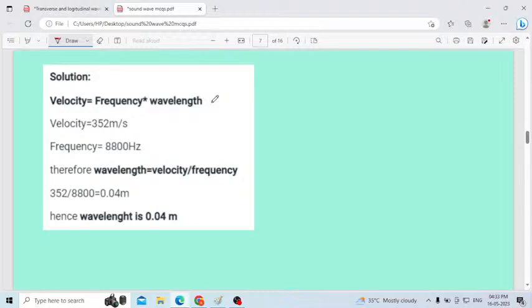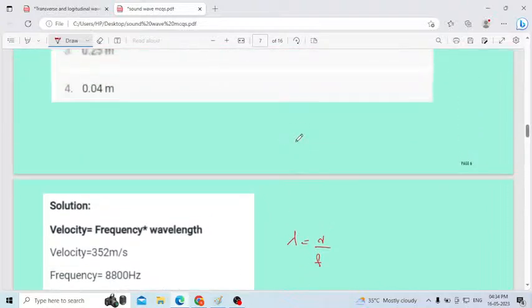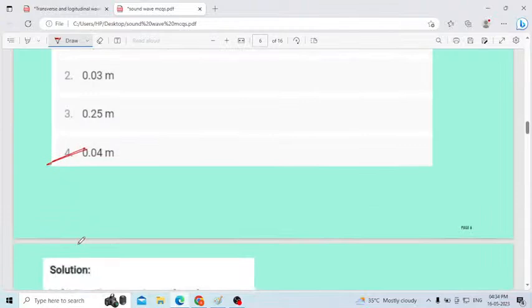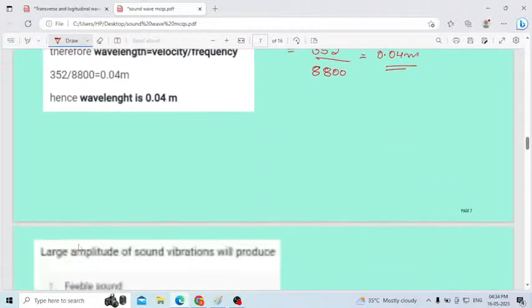Very easy question. Wavelength lambda will be equal to v divided by f. Velocity is given as 352, frequency is 8800. Simplify, and you will get 0.04 meter. Very easy problems based on sound waves. Therefore, the fourth answer, 0.04 meter, is the correct answer. Remember the formula.